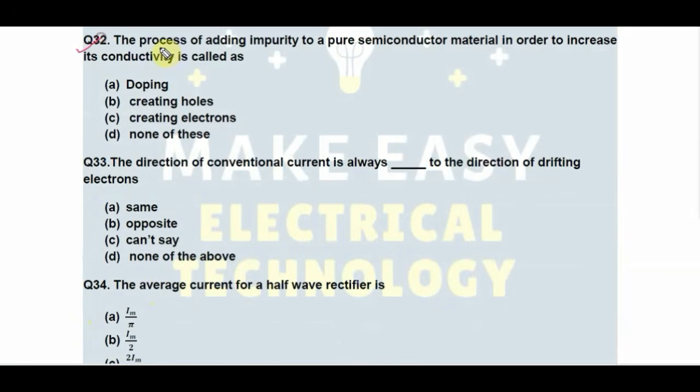Next question. The process of adding impurity to a pure semiconductor material in order to increase its conductivity is called doping. Next question. The direction of conventional current is always opposite to the direction of drifting electrons. Option B is the correct answer.